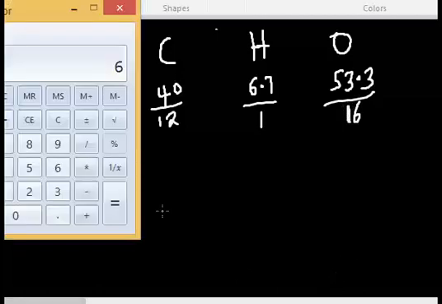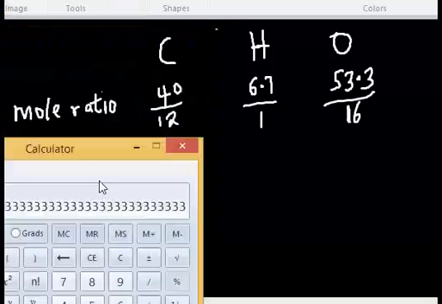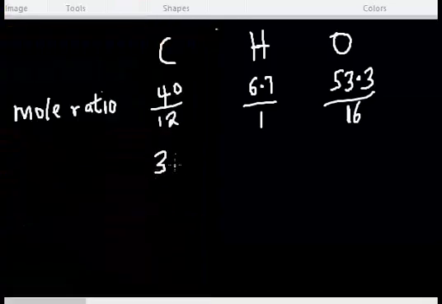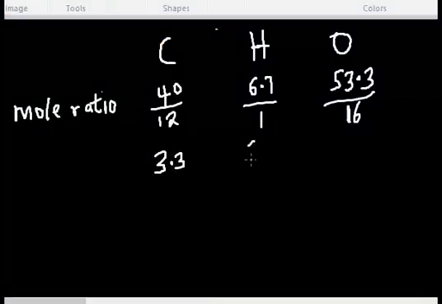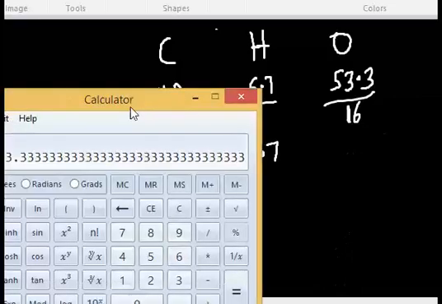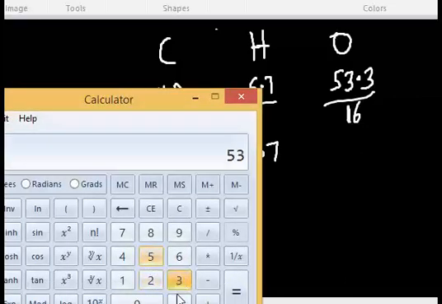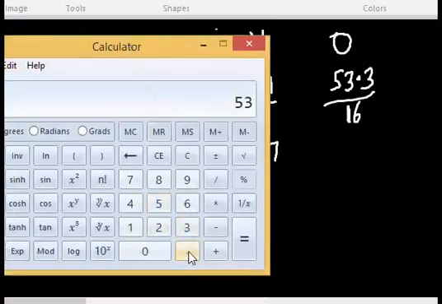Alright, so let's start our divisions. 40 divided by 12 is 3.33, approximately 3.3. Okay, 6.7 divided by 1 gives me 6.7. 53.3 divided by 16 is 3.3 again, right?